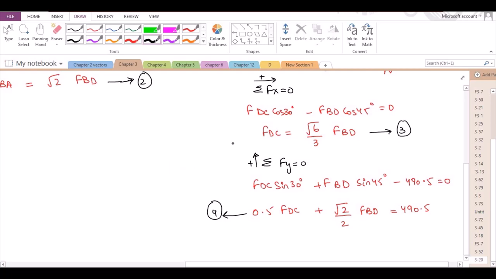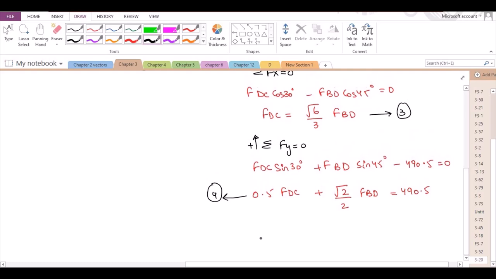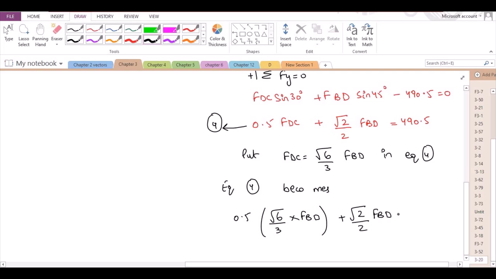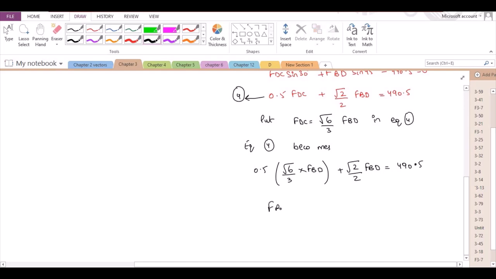But from equation 3 we know that FDC is root 6 upon 3 FBD. So put this FDC in equation 4. So our equation 4 becomes an expression equal to 490.5. So from here FBD is equal to 439.77 newtons. This is our first answer.